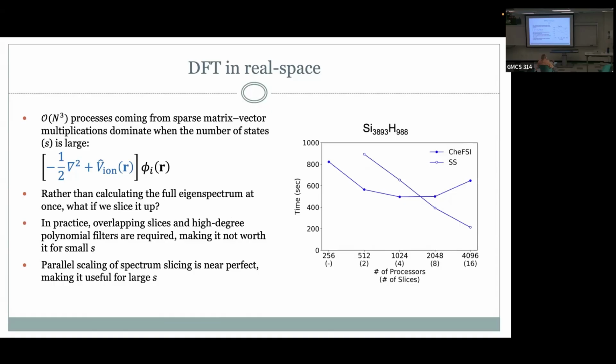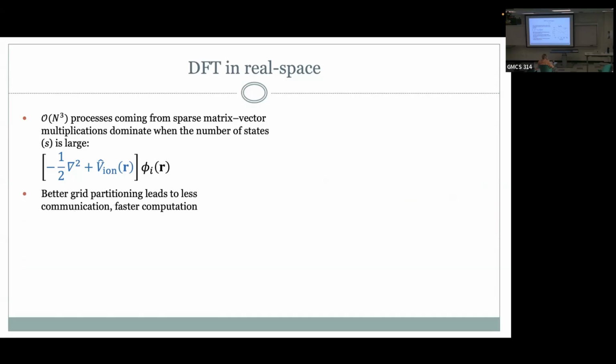In practice, we found that this method is worthwhile if the number of slices is large, and that works for larger parallelization, larger numbers of processors. For a small number of slices, it's not worth it. So it's important to implement for larger systems because it can reduce your time by about two thirds, essentially.